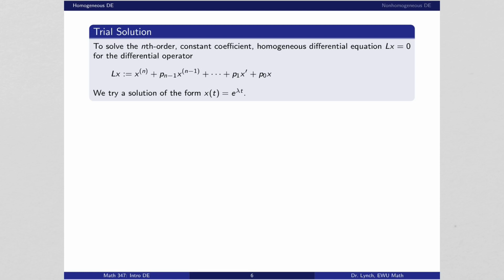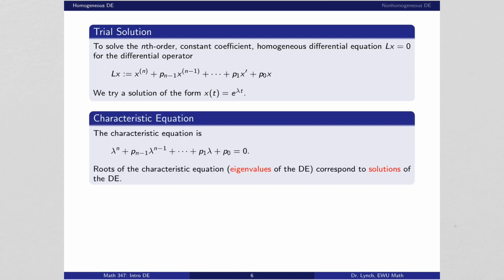Okay, so how do you think you solve this nth order constant coefficient homogeneous differential equation? Just like you did before, try a solution of the form e to the lambda t. Similar to our second order case, this leads to a characteristic equation, namely lambda to the n plus p(n-1) lambda to the n minus 1, and so on, all the way down to p0 equals 0. Roots of that characteristic equation are known as eigenvalues of the differential equation, and they correspond to solutions of the differential equation. So for every root, there's a solution.